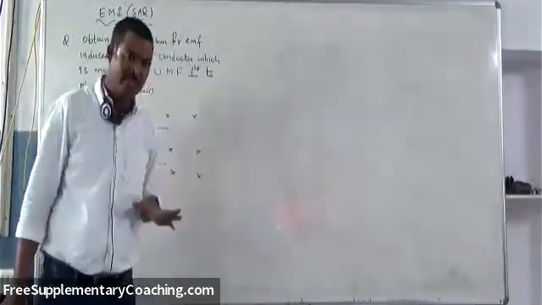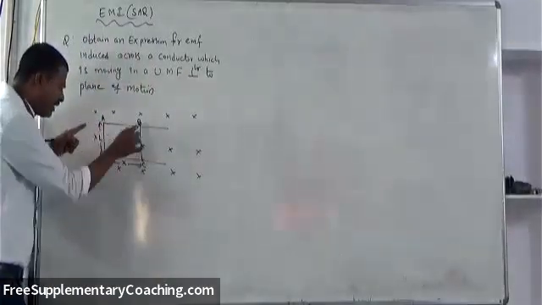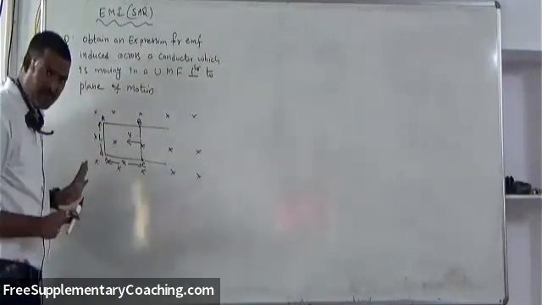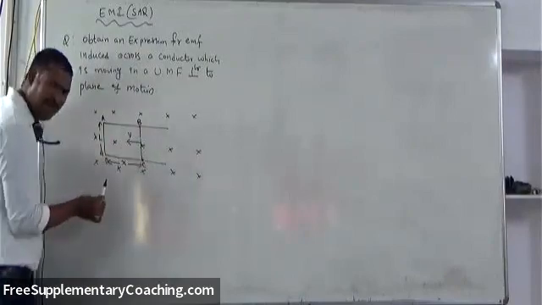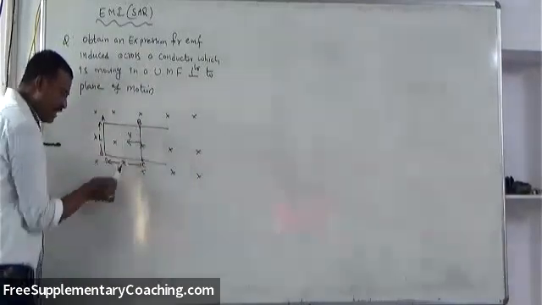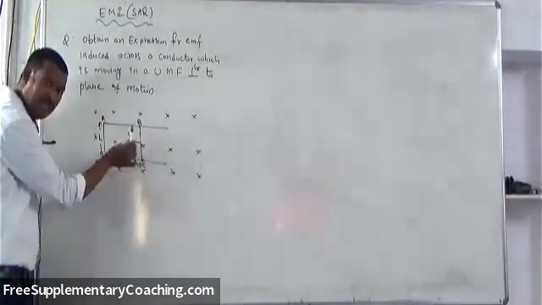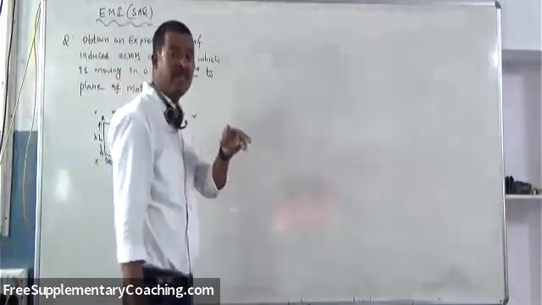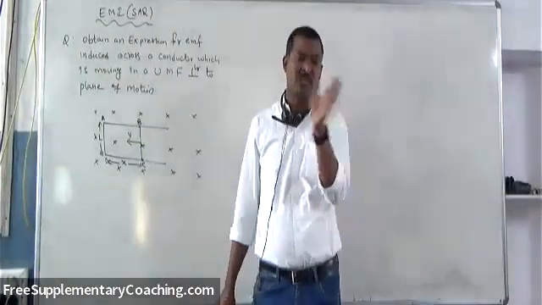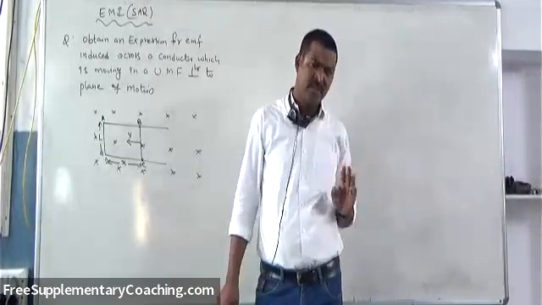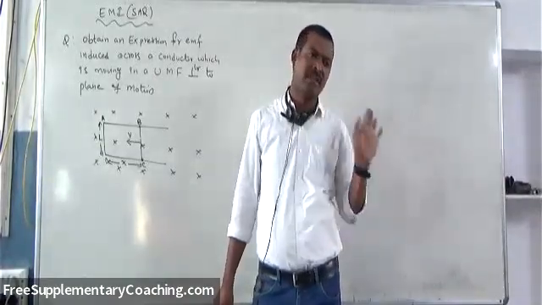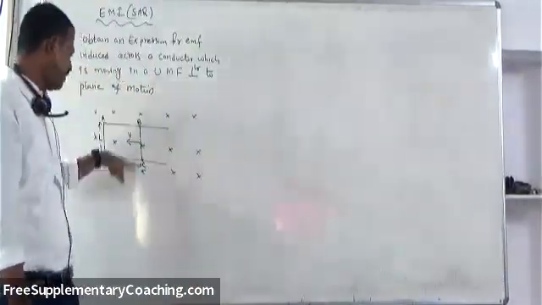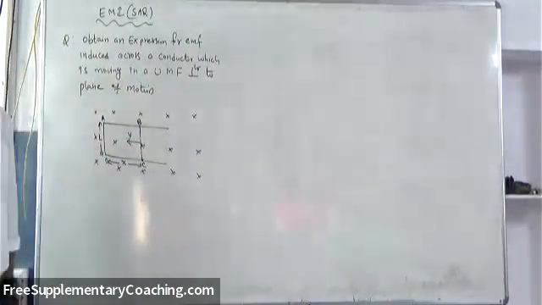keeps on decreasing. See, initially ABCD is the complete area, length into breadth, that is L into X. But as this conductor BC in the uniform magnetic field is moving like this, X is decreasing. X decreasing means area also decreases. Area decreases means the field lines associated with that area also change. Field lines changing means the flux will change, and that change in flux induces EMF in a conductor.